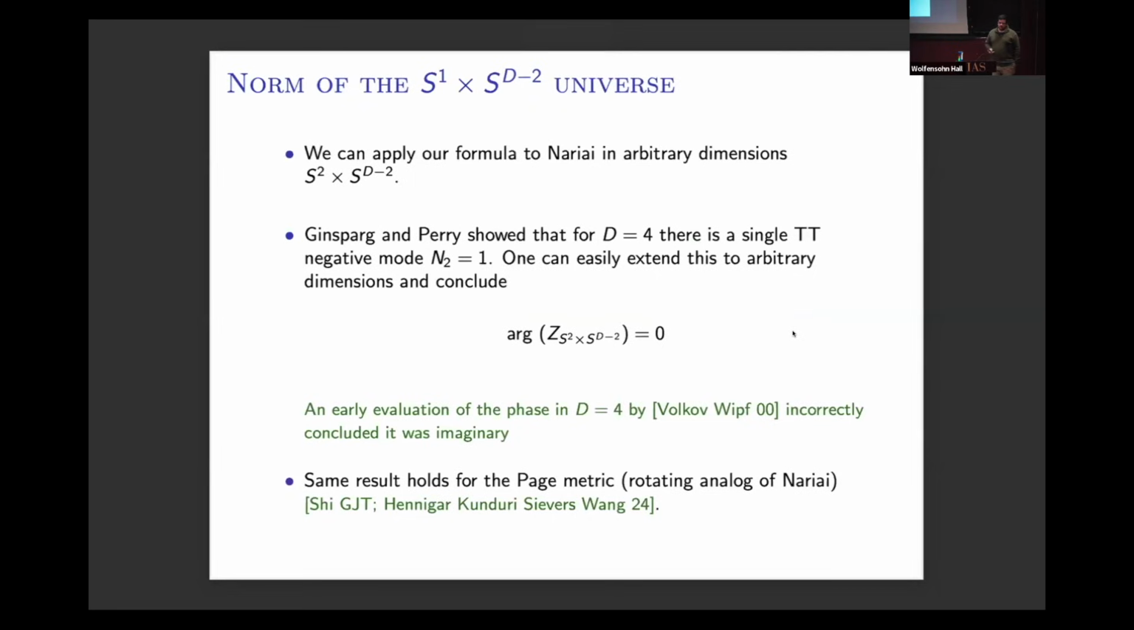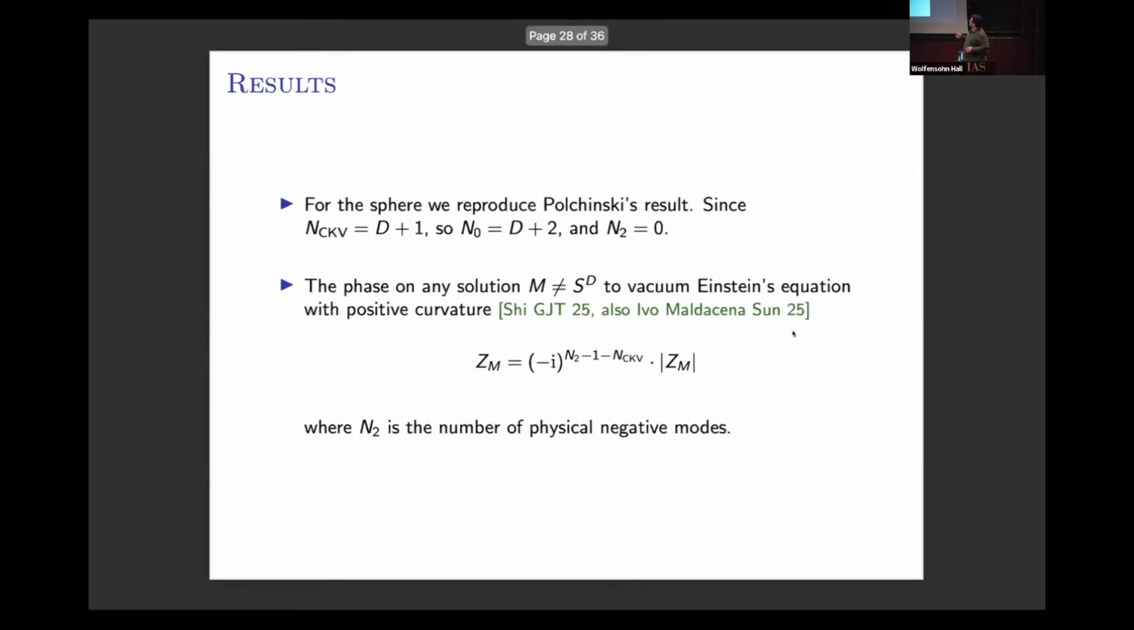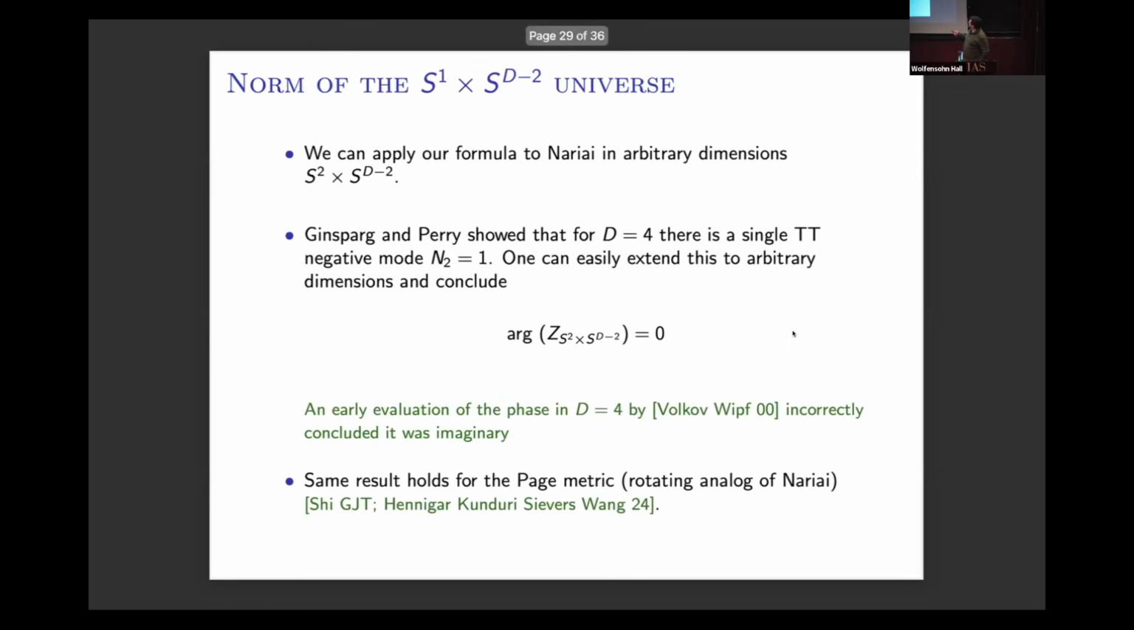Okay, so my goal was to apply this to the norm of the S1 cross S^(D-2) wave function. In that case, there are no non-isometric conformal Killing vectors, so n0 is just 1. There's only one factor of i from the scalar sector. But the delta 2, the propagator acting on the TT component, has one negative mode. And this was found a long time ago by Gibbons and Perry. The negative mode is essentially a mode where the radius of S1 and S^(D-2) vary independently.